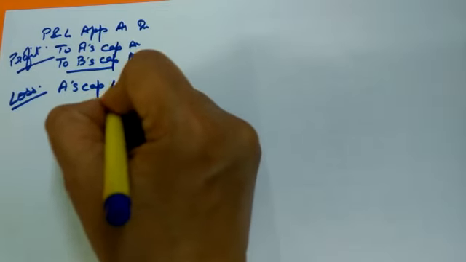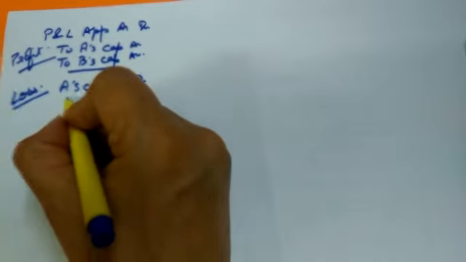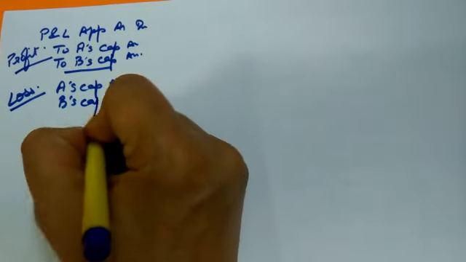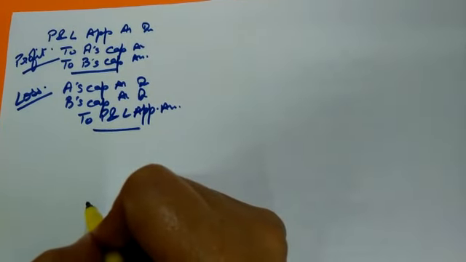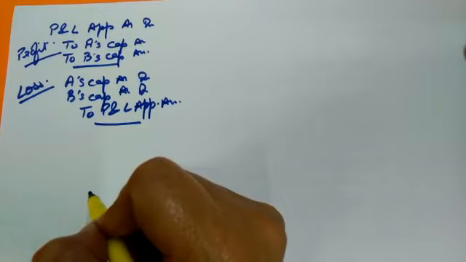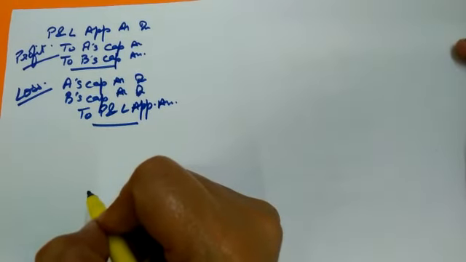But in case we have loss, the entry will be reversed. That will be partners capital account debited to profit and loss appropriation account. Right? So these were the journal entries of P&L appropriation account. Yesterday we did the ledger, today we have done journal entries. In video number 4, I am going to solve a few questions based on this. Thank you.